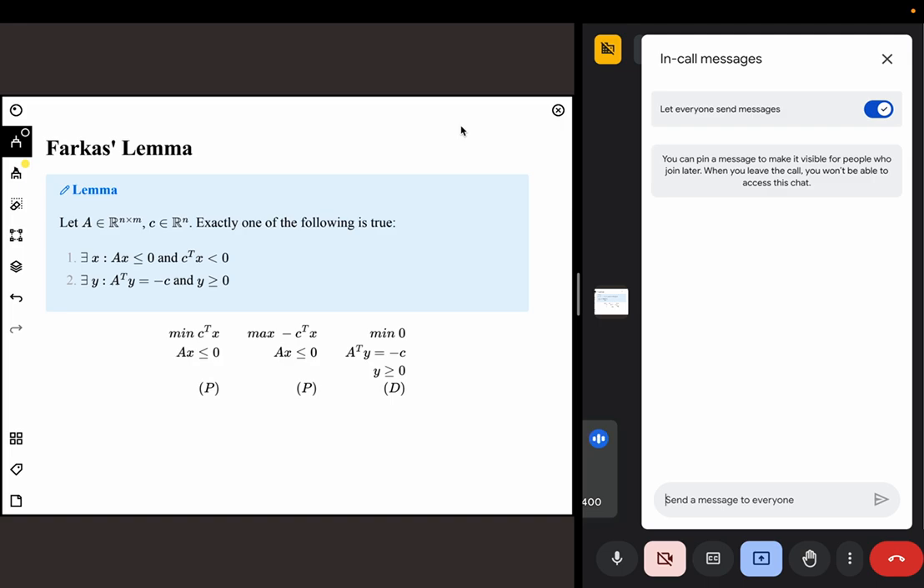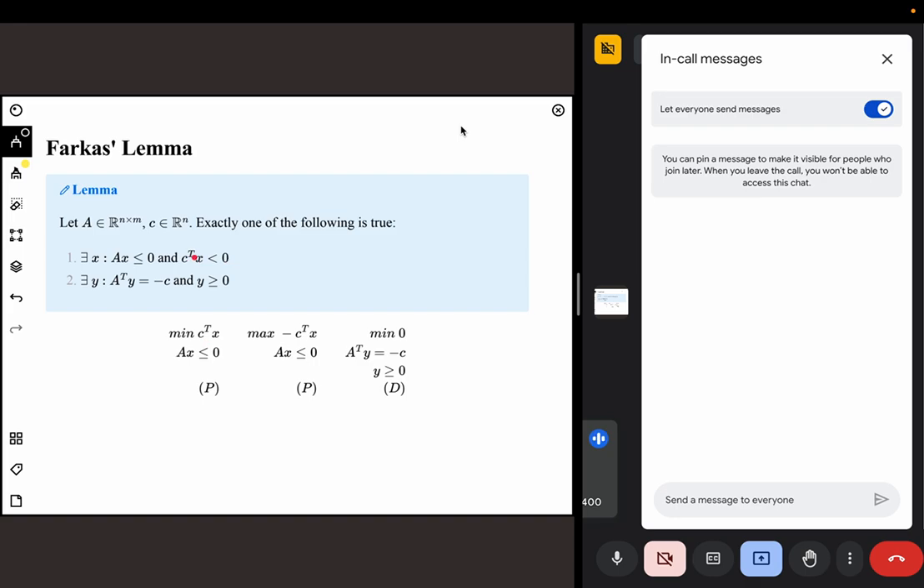The other statement says A transpose y equals minus c, y greater than or equal to 0. If an x exists such that these two conditions are satisfied, then no y will exist that can satisfy both these equations, and vice versa. So only one of them is actually true. The proof is actually quite straightforward. Let's write the statement in this way.